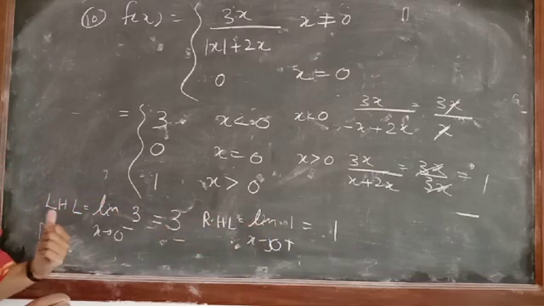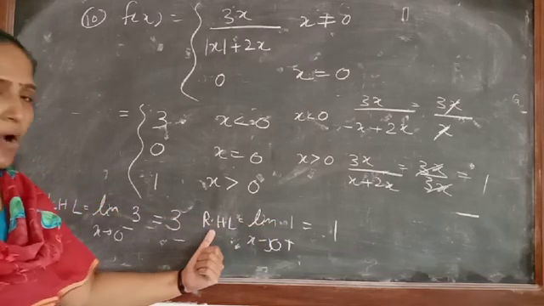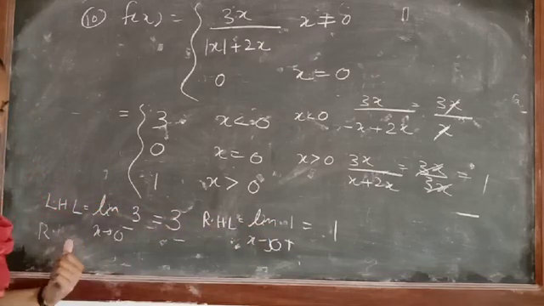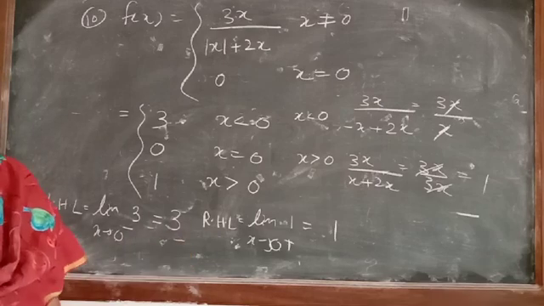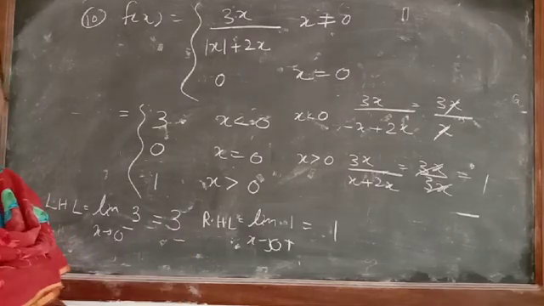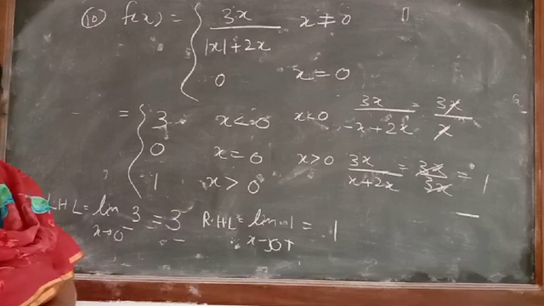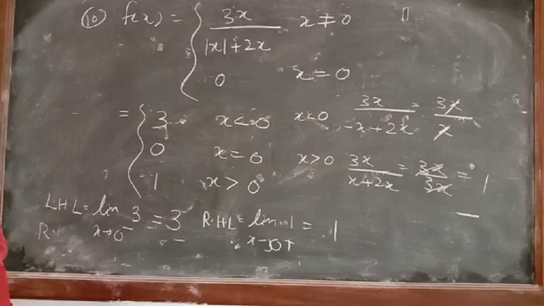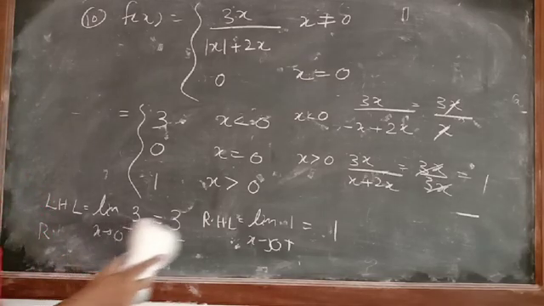So just write down there, left hand limit is not equal to right hand limit. Therefore, limit x tends to 0, f of x does not exist. So I hope whatever questions we discussed today, these questions are clear to you.